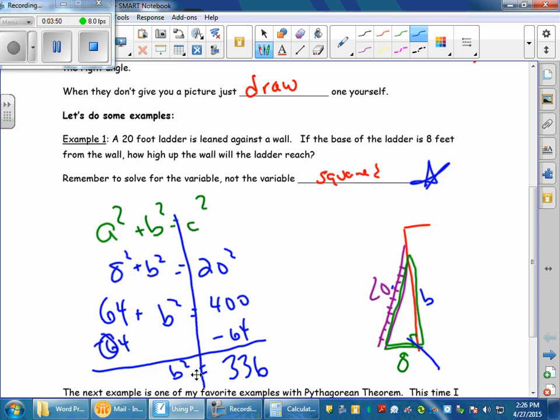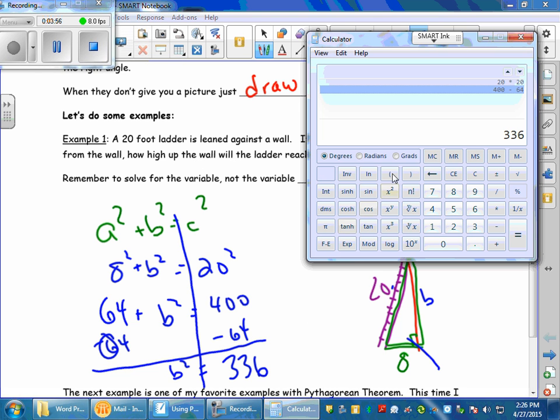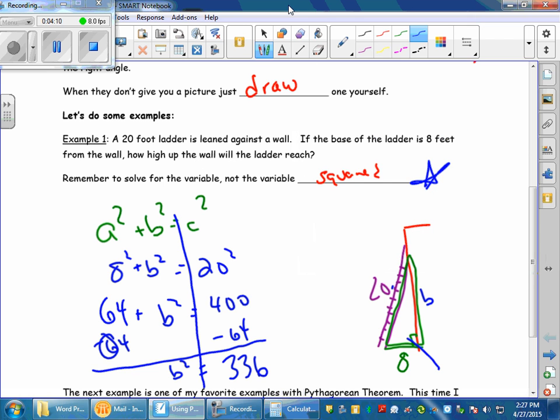I want the variable, not the variable squared. Obviously, this height is not 336. What I have to do now is take the square root of 336, which on my calculator, it's right here. You guys will have to hit a different button that we've already reviewed. And I'm going to get 18.3 junk. I'm just going to round it off to 18.3 feet. Okay? So B, or the height of the wall, is equal to 18.3 feet.